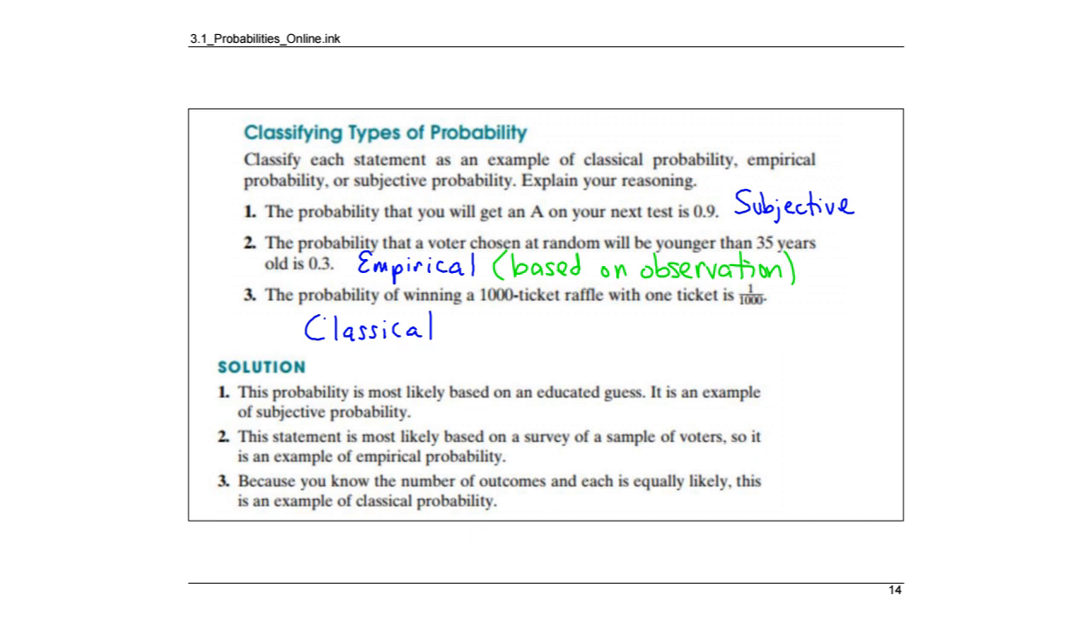So that is subjective. Number 2, the probability that a voter chosen at random will be younger than 35 years old is 0.3. So that's empirical. What happens is we talk to people, right? You get those awful phone calls in the middle of the night from pollers. They're asking you all kinds of questions, and based on that, that's how they decide what's going to happen with the next voter that they're talking to. So that's empirical. Then the probability of winning a 1,000-ticket raffle with one ticket is 1 over 1,000. So that's a classical probability.